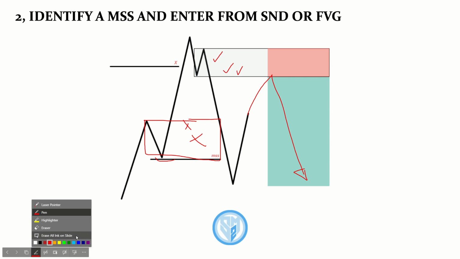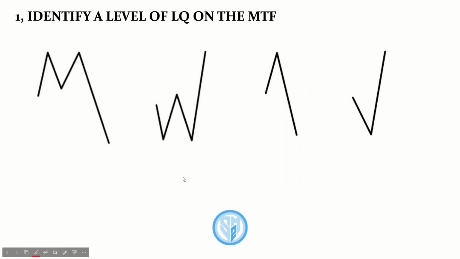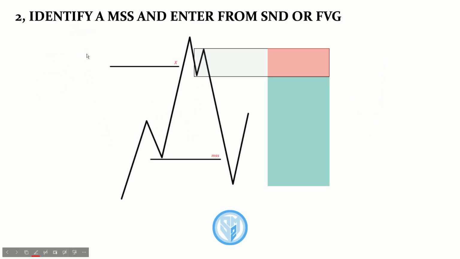And this is literally the simple 2 steps that you need for this strategy. We can go through it again. Identify a level of liquidity on the middle time frame. So let's say we saw 15-minute equal highs, and then you move on to a lower time frame. Once the equal highs have been swept, you wait for a market structure shift, and then you enter from supply and demand or fair value gap. Simple as that. Literally 2 steps is all you need.